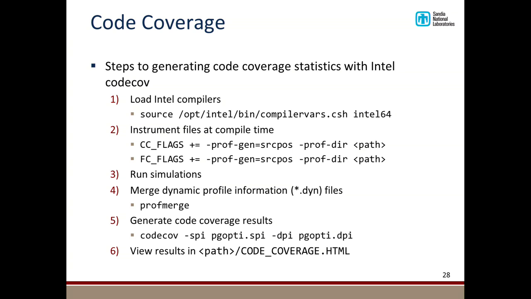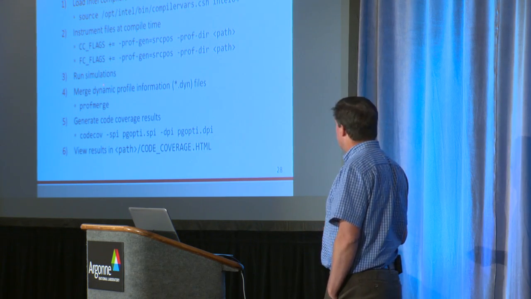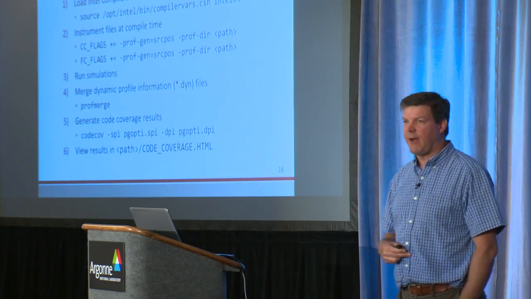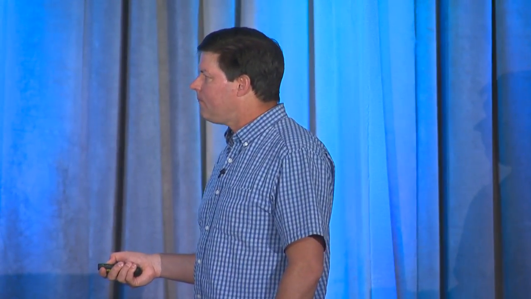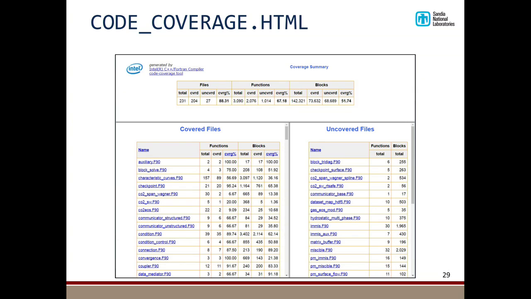You basically source the compilers, you add these 2 lines to your makefile, run your regression test suite, use profmerge to merge all the dyn files that are output from running those simulations, and then use CodeCov to generate the HTML output. This is the default name, codecoverage.html. It puts out an opening page shown right here.